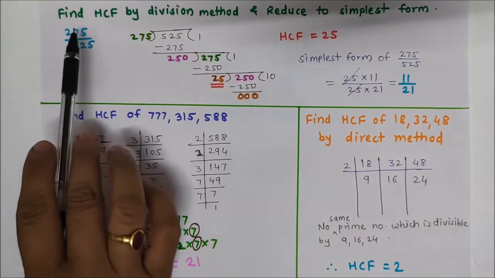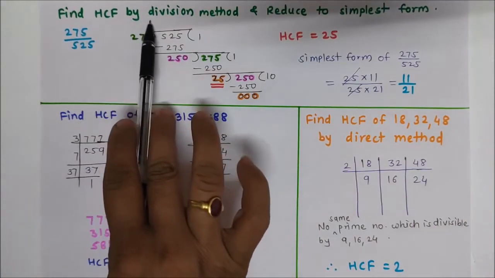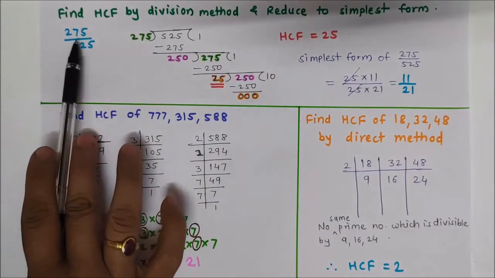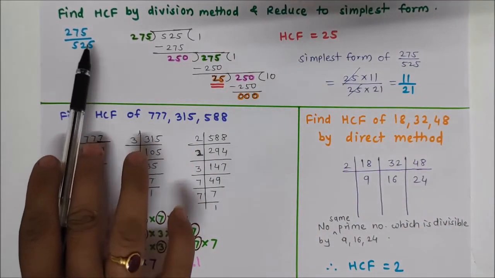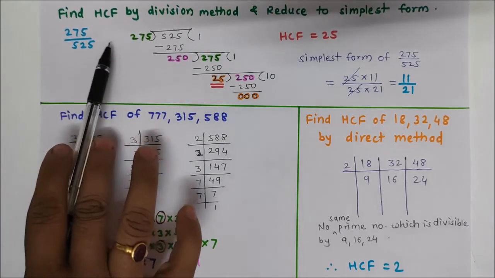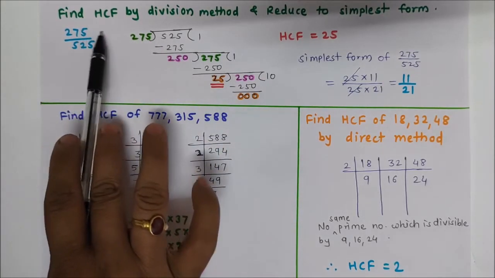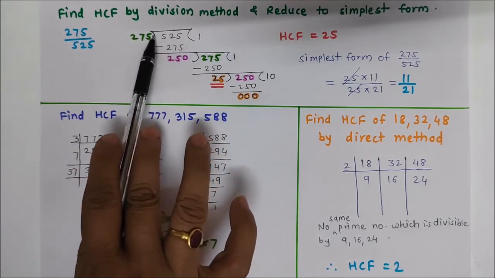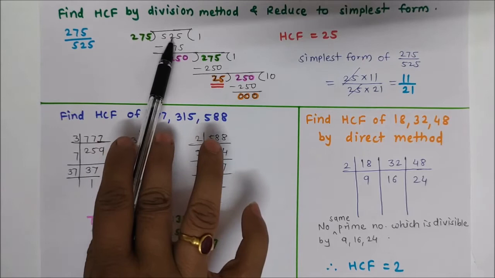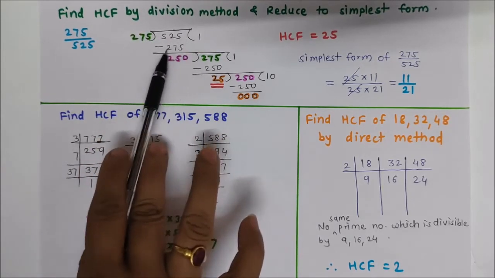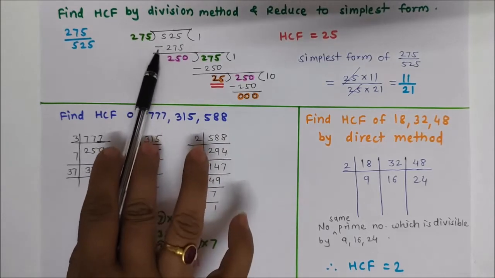Let's see some examples. Find HCF by division method and reduce to simplest form: 275 upon 525. In these two numbers, 525 is the bigger number and 275 is the smaller number. So divide the bigger number by the smaller number. 525 is divided by 275. 275 ones are 275. Do the subtraction.